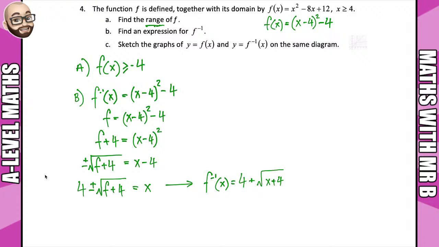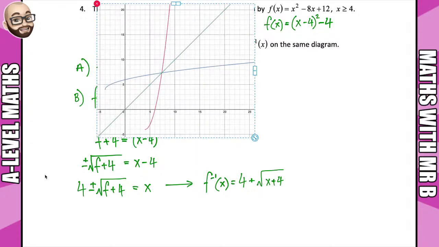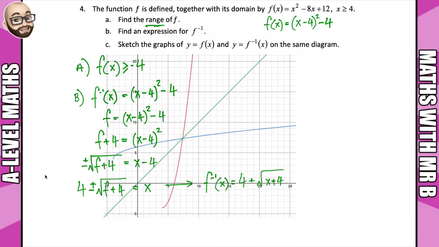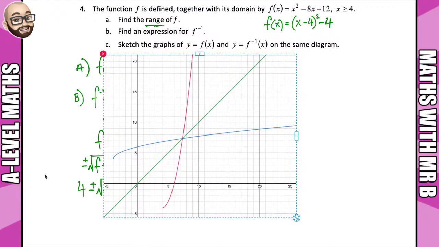Finally, we need to sketch the graphs of f of x and its inverse on the same diagram. Now because it was quite a complicated diagram to try and sketch, I do have these ones already drawn, so let's have a look at them. There we go. So the red one is f of x, and then to sketch the other one, we should draw the y equals x line, that's the green line, and then the blue one is the inverse.